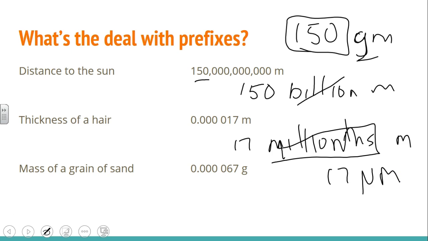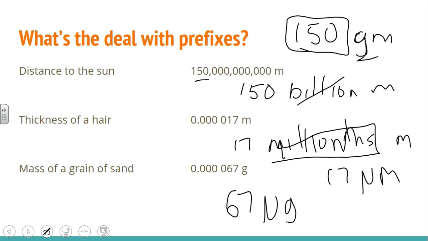The same is true here. A mass of a grain of sand is 67 millionths of a gram. So instead of writing it out with all those decimals, why don't we just write 67 micrograms? That still conveys the same thing, but now our brain can understand that number, and maybe we could do a little bit of math, because 67 is a little easier number to deal with than 67 millionths.